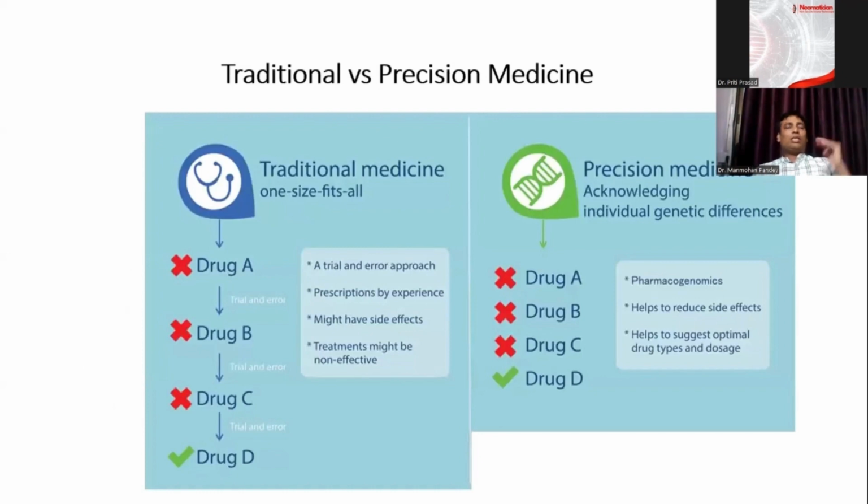Normally, in the case of traditional medicine versus precision medicine, all the drugs are prepared for one size that fits all. It is based on a single population, right? So there is a trial and error approach, and there must be ADRs or side effects. But when we go for precision medicine, we have minimum side effects. It helps us to assign the optimal drug type and doses.